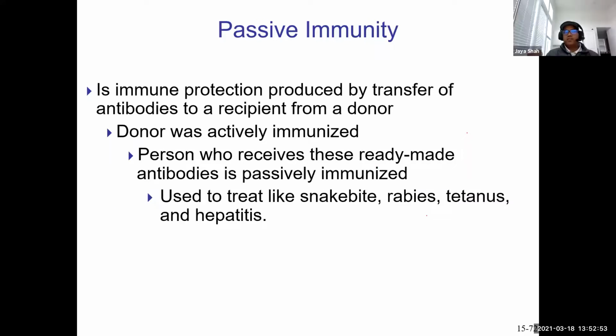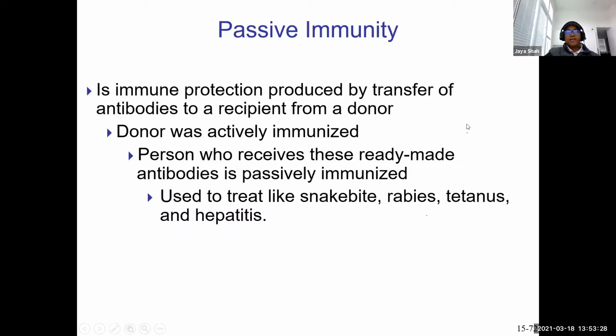What is passive immunity? It is immunity, but not made by you. It is immune protection produced by transfer of antibodies to a recipient from a donor. That is passive. So if somebody has immunoglobulin in the body against COVID, and you take their blood, filter it and take those antibodies and give them to another patient, that patient will have immunity, but that will be passive immunity because his or her body is not making it. You are getting it from someone else.